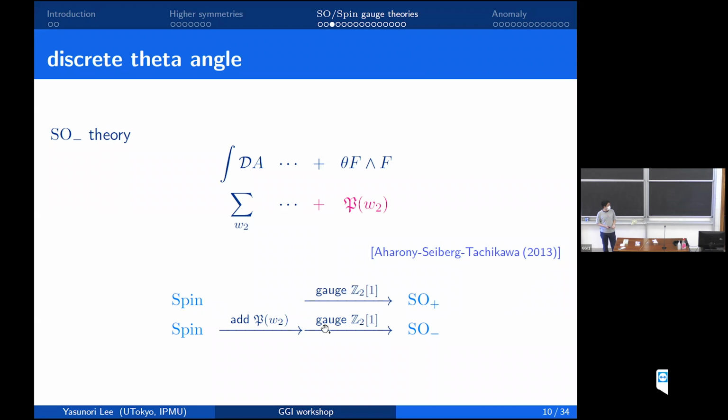So, okay, to summarize, if you start from spin 2NC gauge theory and just gauge the Z2 one-form symmetry, then you go to SO plus 2NC gauge theory, while if you first add the discrete theta term and then gauge the Z2 one-form symmetry, you go to SO minus 2NC gauge theory.